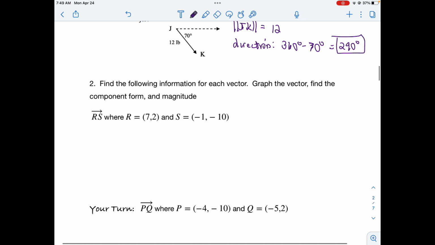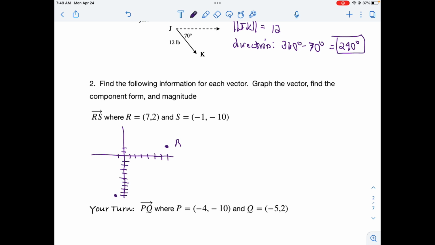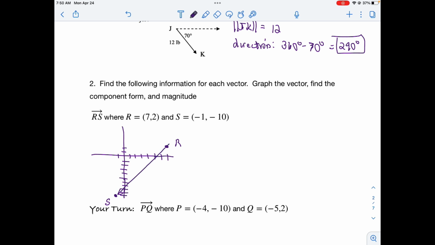Okay, now what if we don't have the graph? We actually have to calculate the magnitude. So we're going to graph each of these, and then we're going to find the component form, and then we're going to find the magnitude. Okay, so first you graph your initial point, which is R. Then you plot your terminal point, which is S, (-1, -10). And then we draw a vector starting at point R, ending at point S. And we have a little arrow there. So that's our vector. Now, I went a little past point R. That should not happen, so you'll need to fix that.